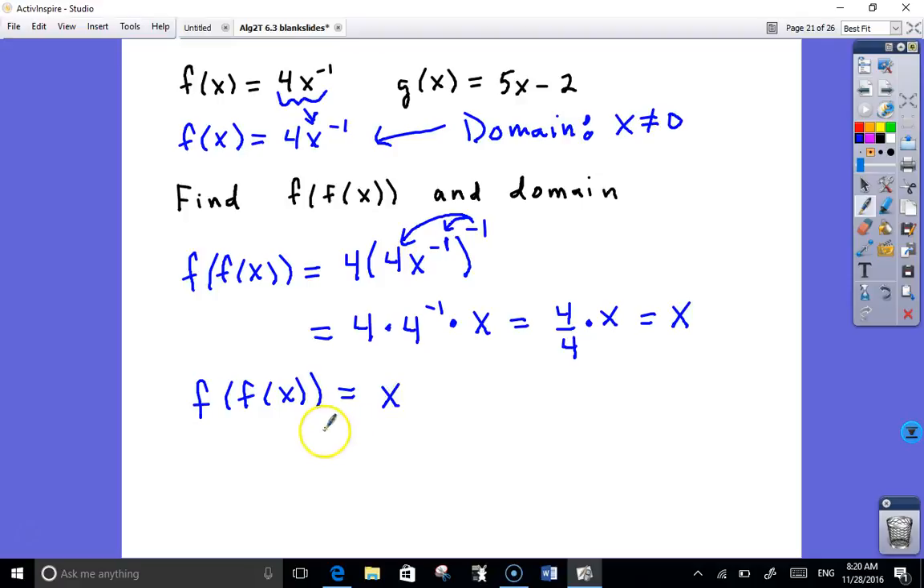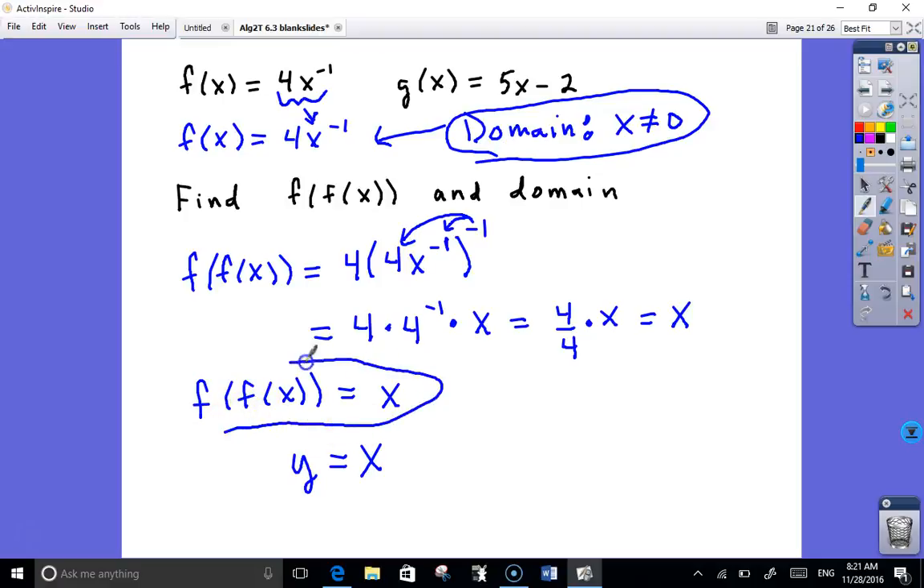Right. If I'm looking at just y equals x, what kind of a function is that? It's linear. It would have a domain of all real numbers. But you have to take into account that you don't get to that function except by going through that inner function, f of x. And what was the domain of the inner function? It was x does not equal 0. So you have to say for the composition, the domain is x does not equal 0. You can't just look at the final product and ignore how it's actually put together.